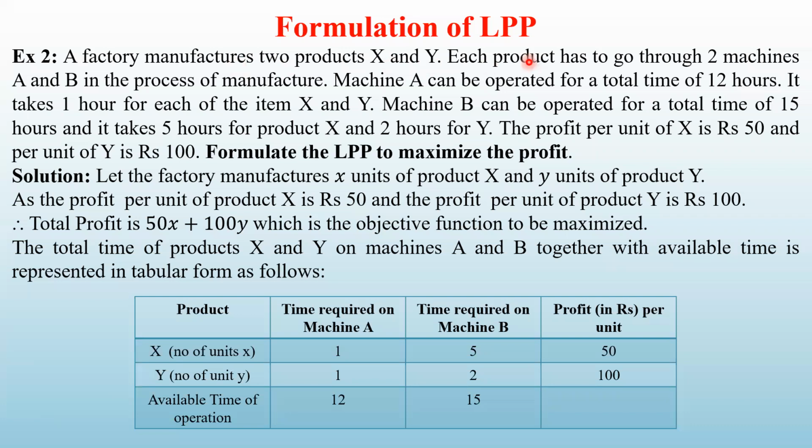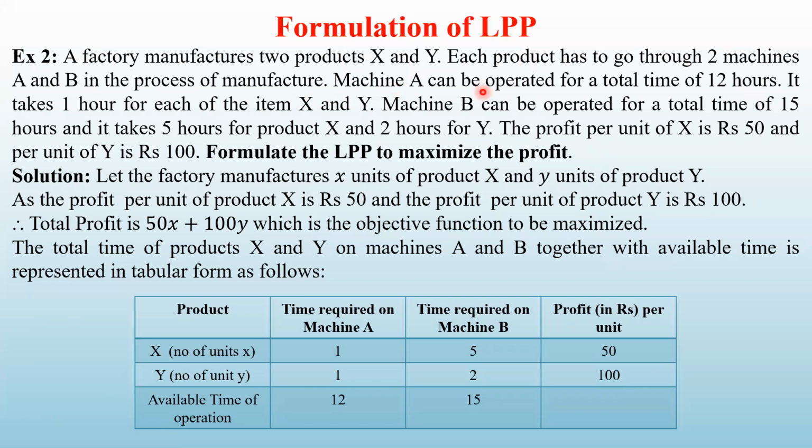Each product has to go through two machines, A and B. You know that कंपनी में जब कोई प्रोडक्शन होता है तो मशीनों से होता है. तो दो तरह के प्रोडक्ट है X and Y और उनको दोनों प्रोडक्ट को दो मशीनों से बनाया जाता है. मतलब मैन्युफैक्चरिंग के दौरान उनको दो मशीन से होकर गुजरना है. So each product has to go through two machines, A and B, in the process of manufacturing.